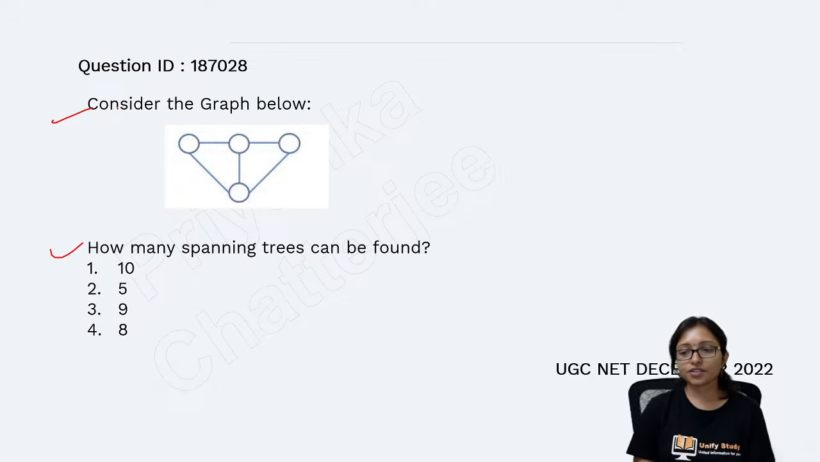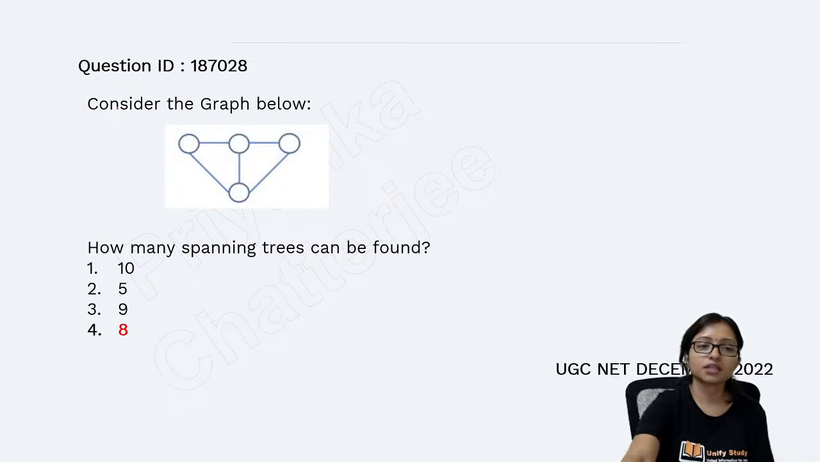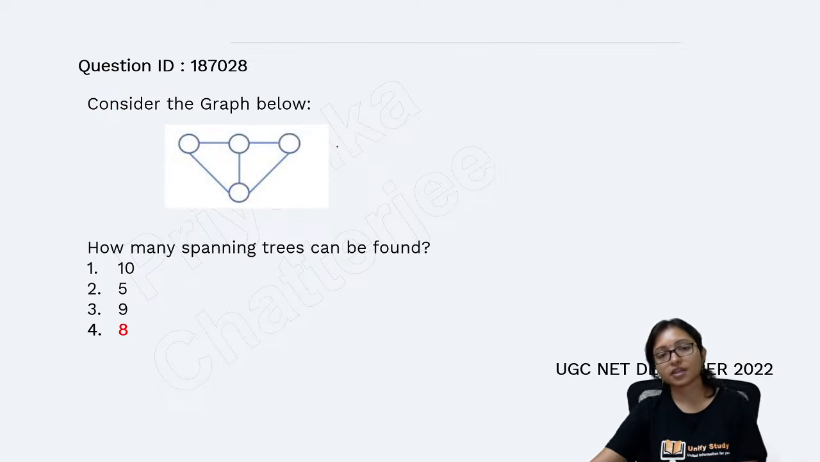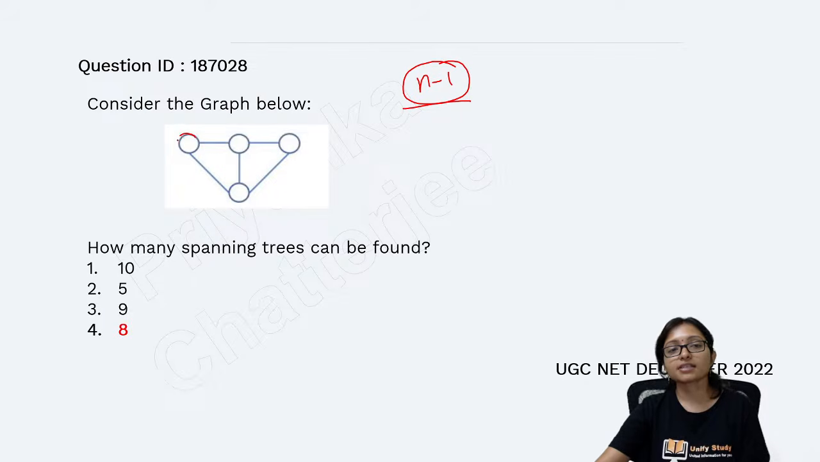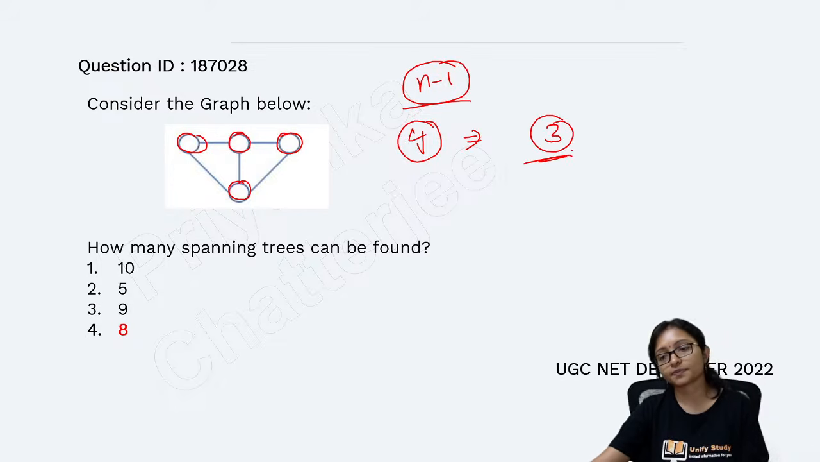So how many spanning trees here? You can do the answer. So here will be 8 spanning trees. Why is it 8 spanning trees? We know that in a spanning tree there will be n minus 1 edges. So how many nodes are there? 1, 2, 3, 4 nodes are there. And with the 4 nodes, ultimately how many edges can I take? That is 3 edges are possible.